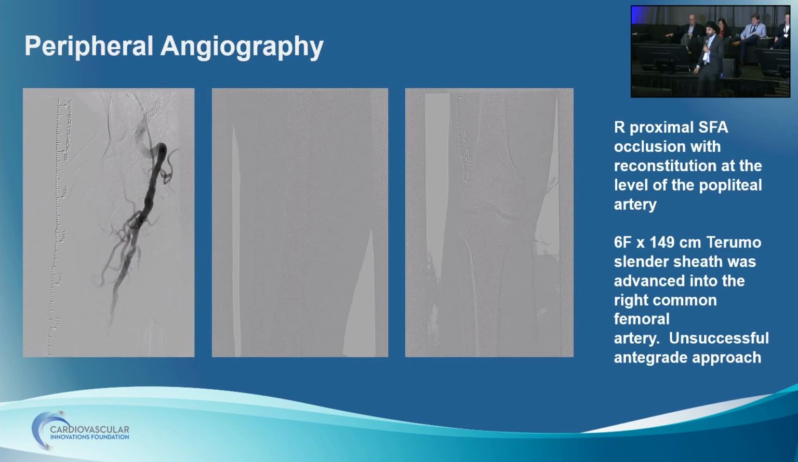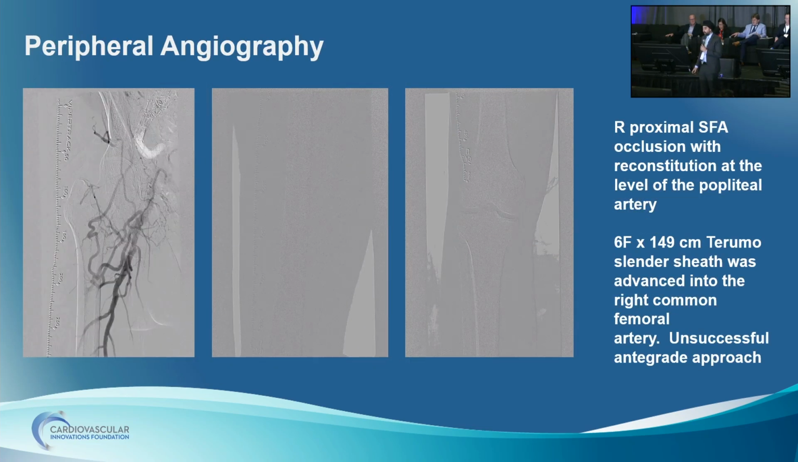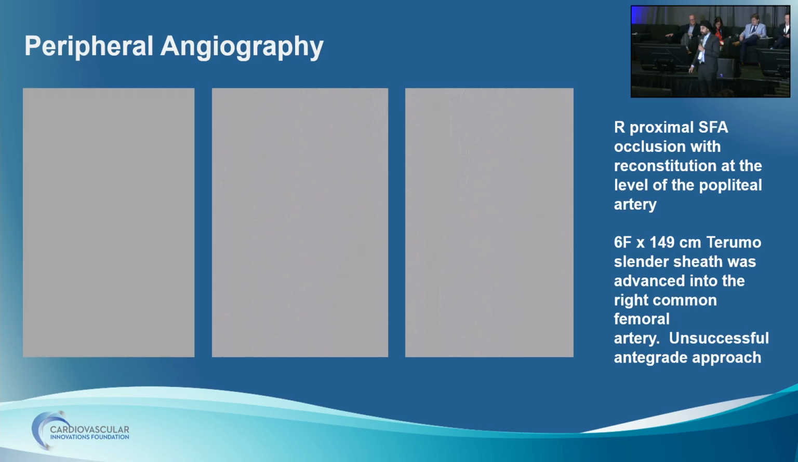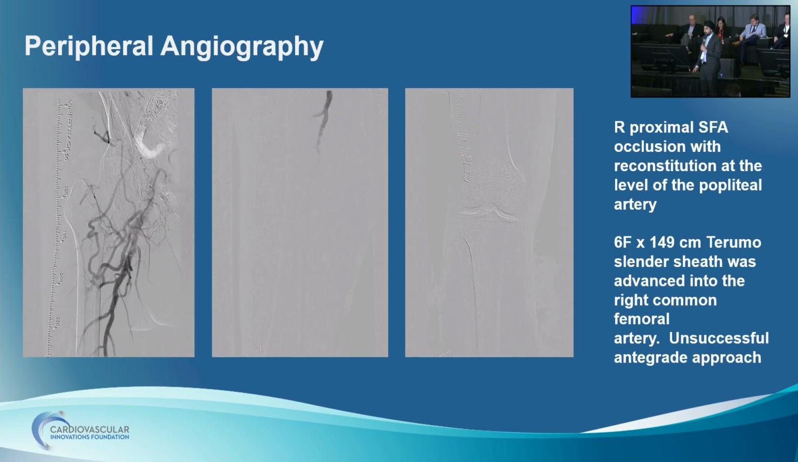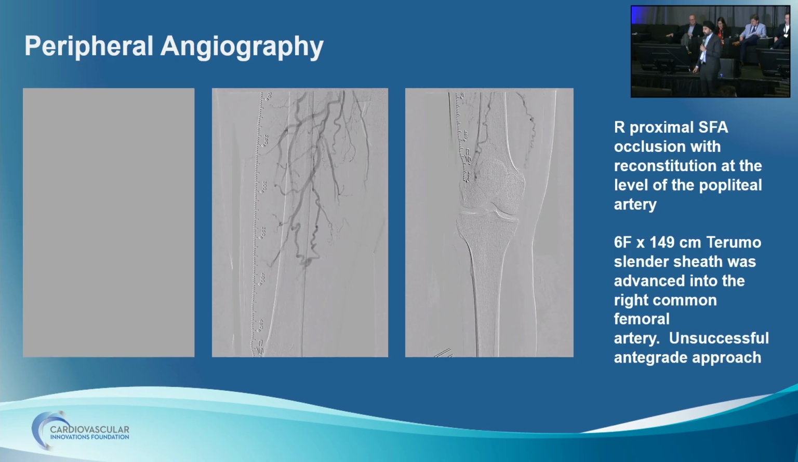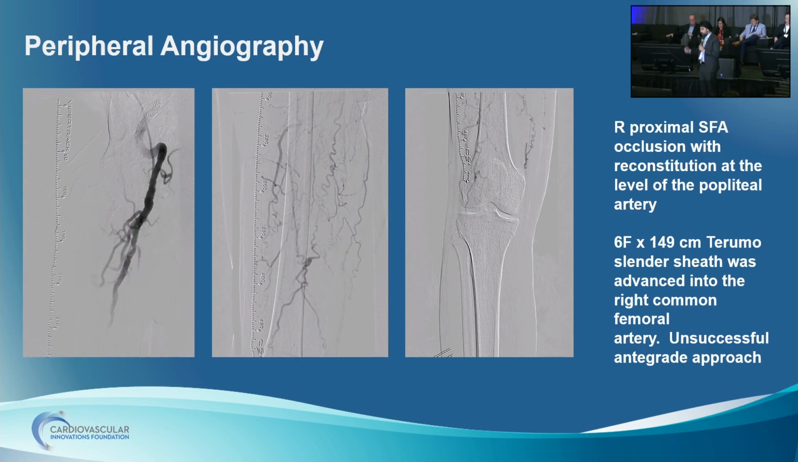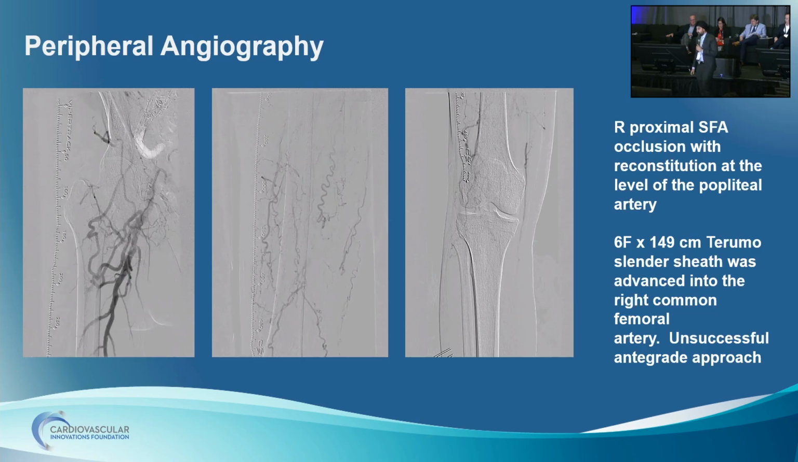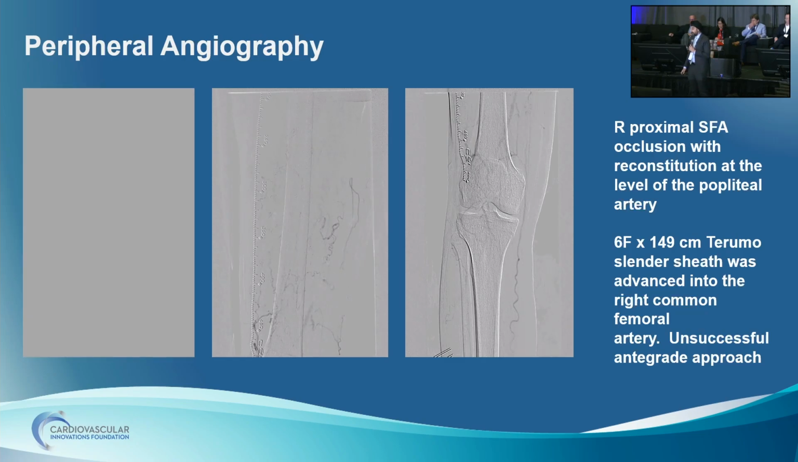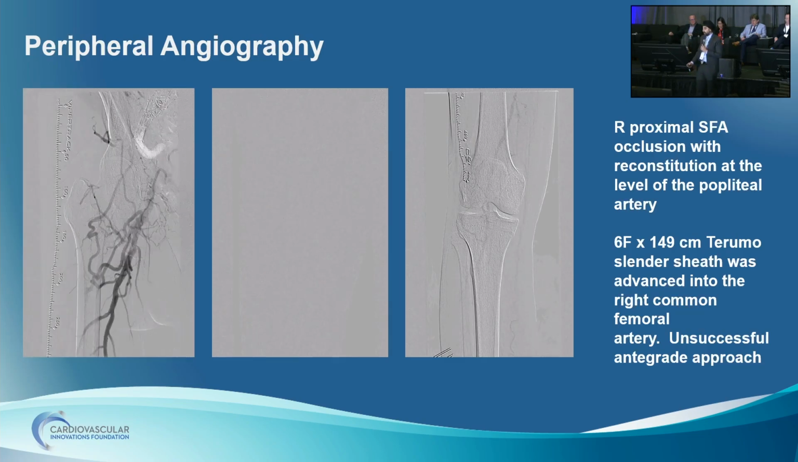So you can see here, once we had our sheath down, a peripheral angiography, and you can see that similar to what we saw in the ultrasound, the occlusion started right below the profunda bifurcation, with reconstitution in the distal segment. What was interesting is that once you use a 149 Terumo sheath, your options in terms of crossing catheters and other devices do become limited. I think that plays a role into how this case unfolded.